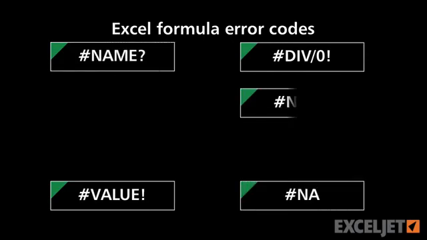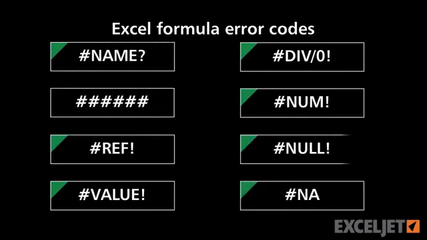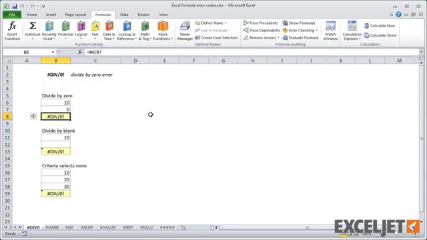In this video, we'll take a look at the error codes that Excel generates when there's something wrong with a formula. There are 8 error codes that you're likely to run into at some point as you work with Excel's formulas. First, we have the divide by zero error.